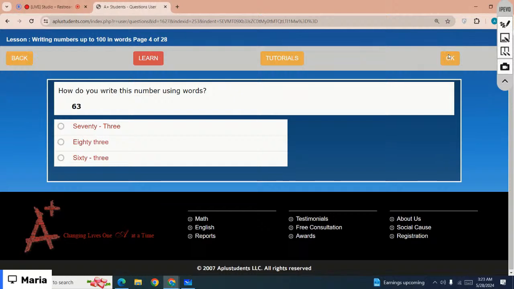How do you write this number using words? 63, which is the correct option? Sixty-three, how do we write? That is option number three, 63.